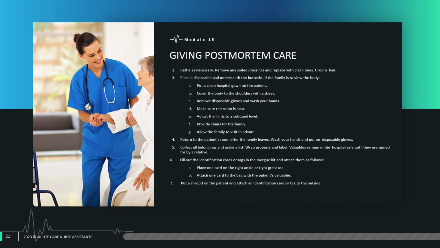Return to the patient's room after the family leaves. Wash your hands and put on disposable gloves. Collect all belongings and make a list. Wrap them properly and label them. Valuables will remain in the hospital safe until they are signed for by a relative. Fill out the identification cards or tags in the morgue kit and attach them as follows. Place one card on the right ankle or right great toe. Attach one card to the bag with the patient's valuables. Put a shroud on the patient and attach an identification card or tag to the outside.